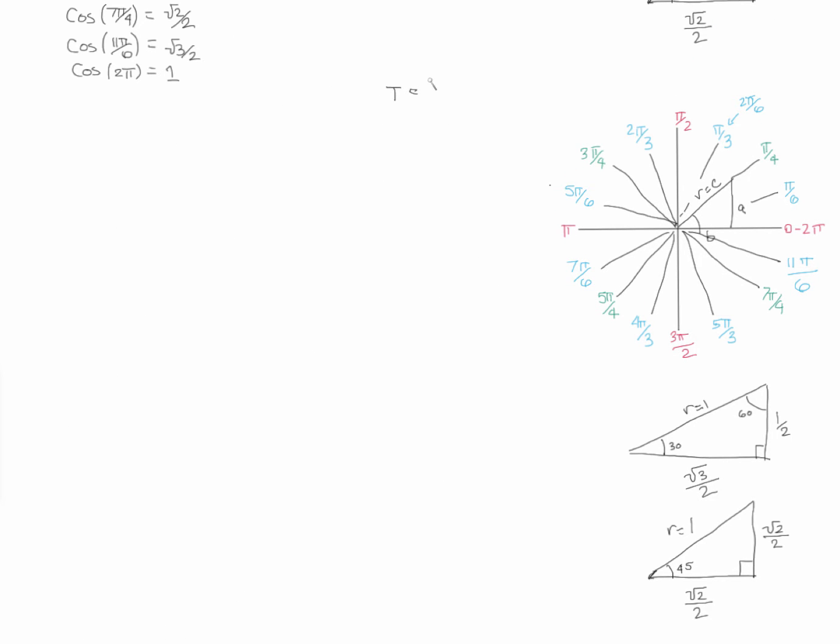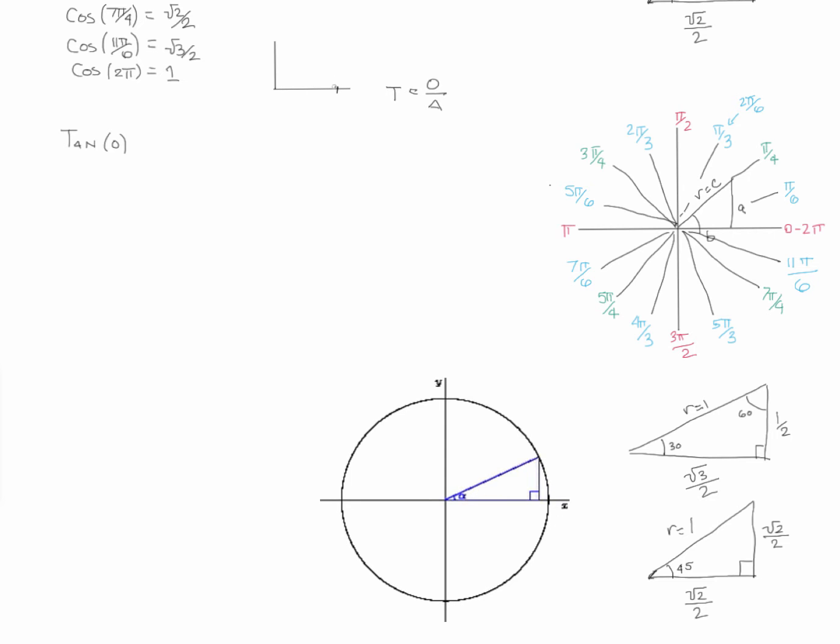Moving on to the tan, we have opposite over adjacent. The tangent of 0: if you look at this, you're going to notice that an angle of 0 gives us an opposite of 0 and an adjacent of 1. So we got 0.